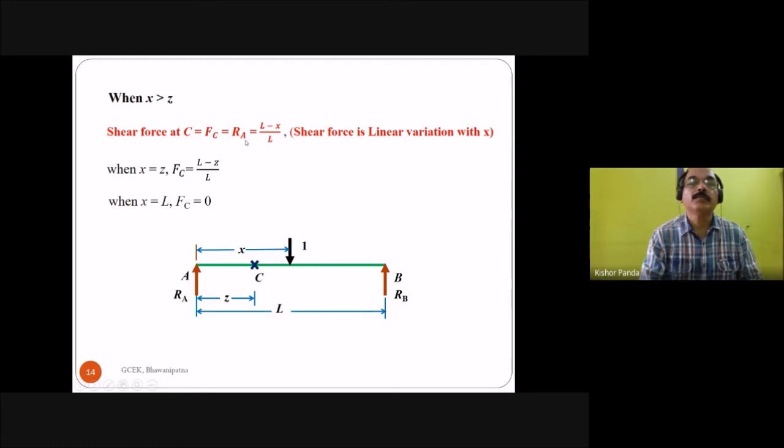And here also the shear force varies linearly with X. So here also you have to find out what the shear force is when X is equal to Z, and when X is equal to L. When X is equal to Z, you put Z, so the shear force at C is equal to L minus Z by L. Similarly, when X is equal to L, you put X equal to L, so the shear force at C is equal to 0.